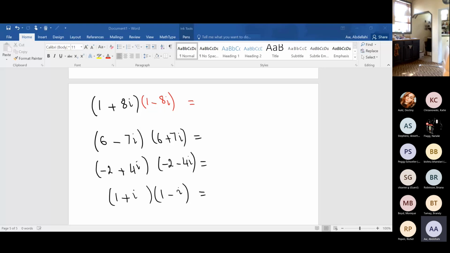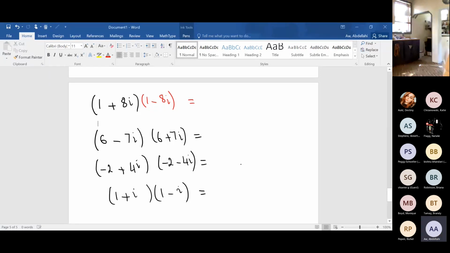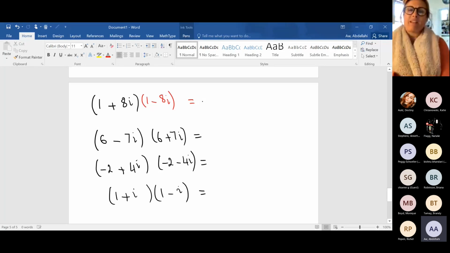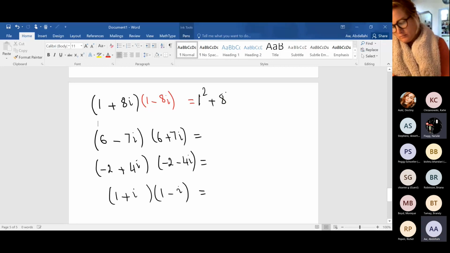All right, so if you apply the formula, this should go actually quickly. So what is the first one? Are they conjugate, first of all? Yeah, they are, right? So then what is the answer? 65. How did you get to 65? 1 squared plus 8 squared, which is 65.